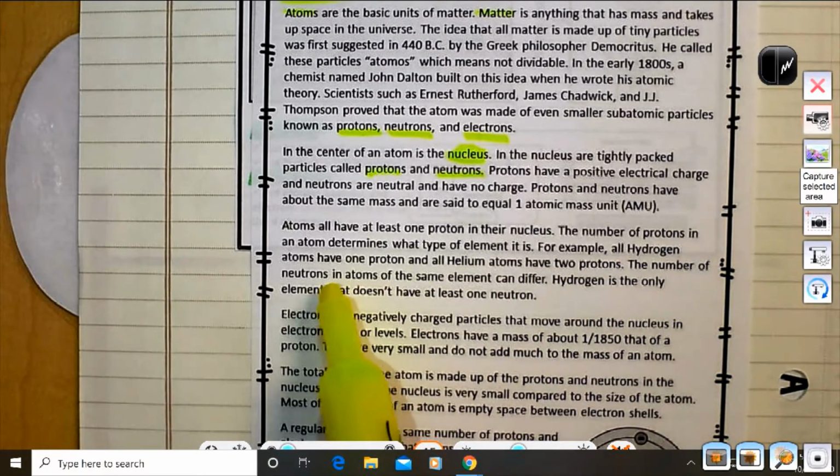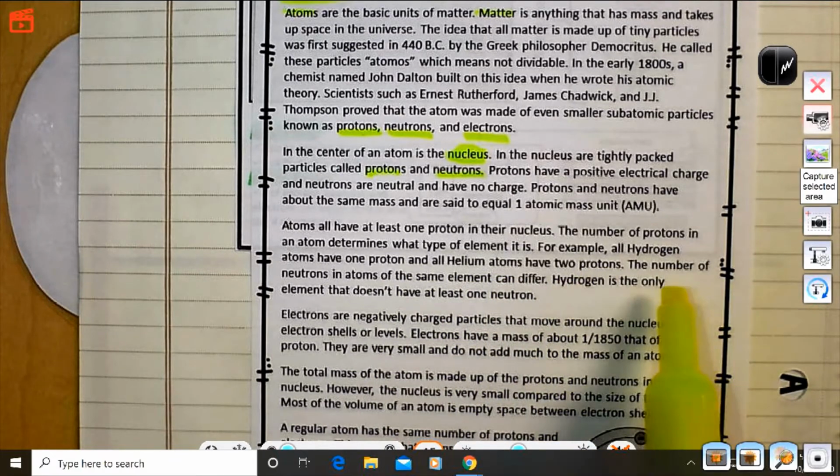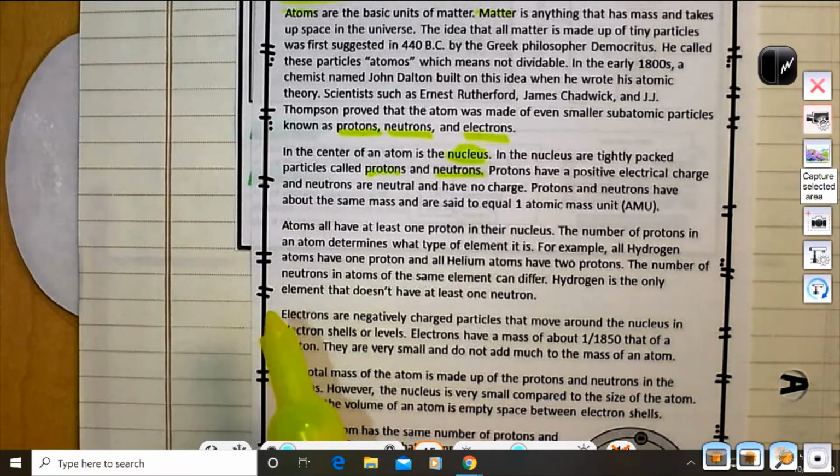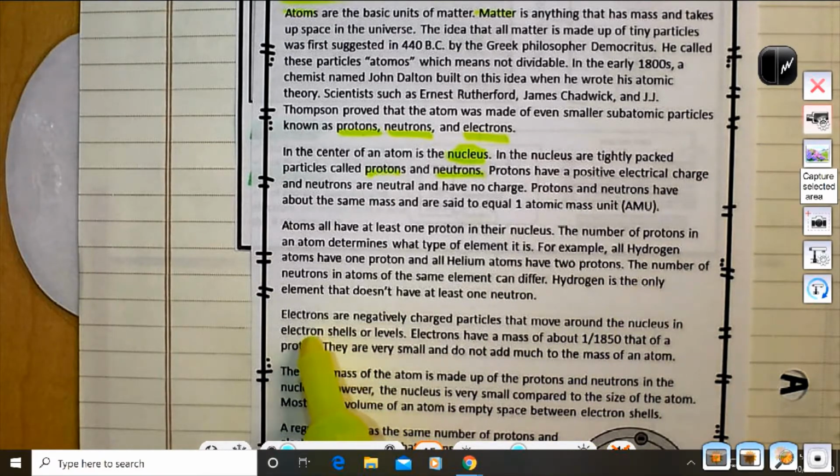The number of neutrons in atoms of the same element can differ. Hydrogen is the only element that does not have at least 1 neutron. That's why we skipped it when we were doing our demo, because it's kind of messed up.